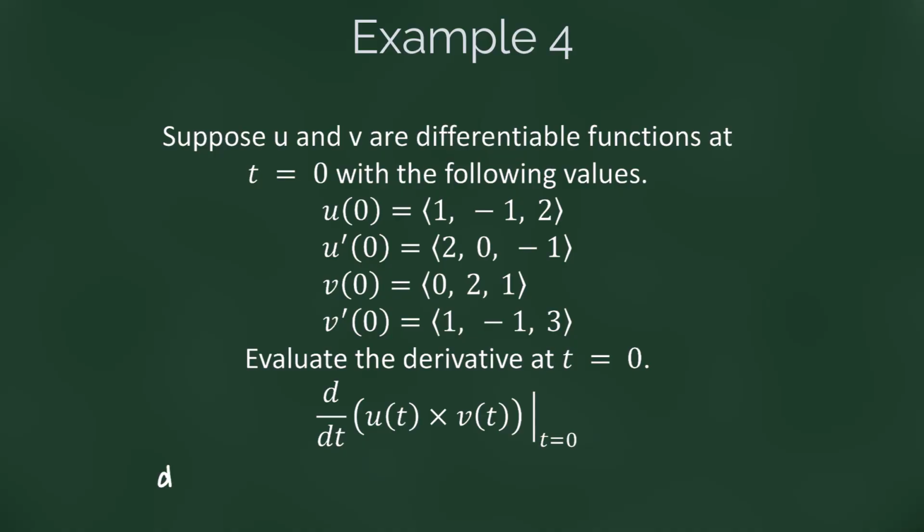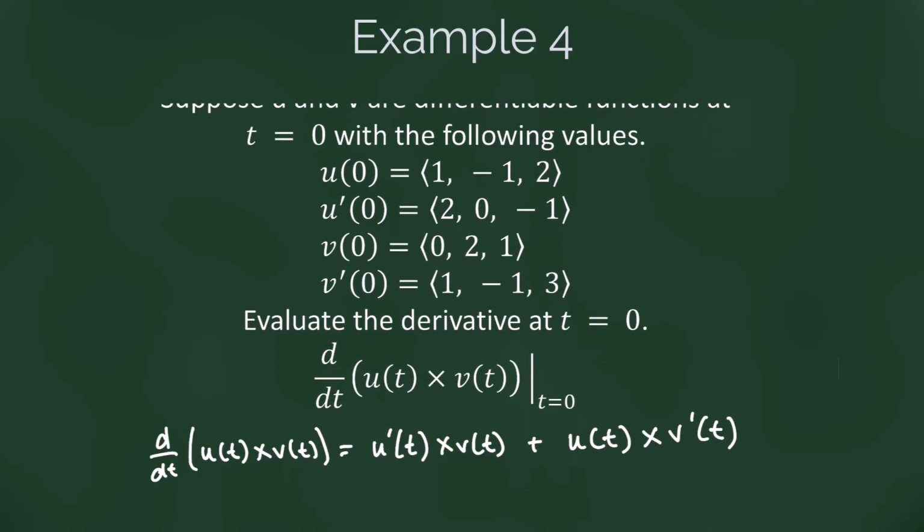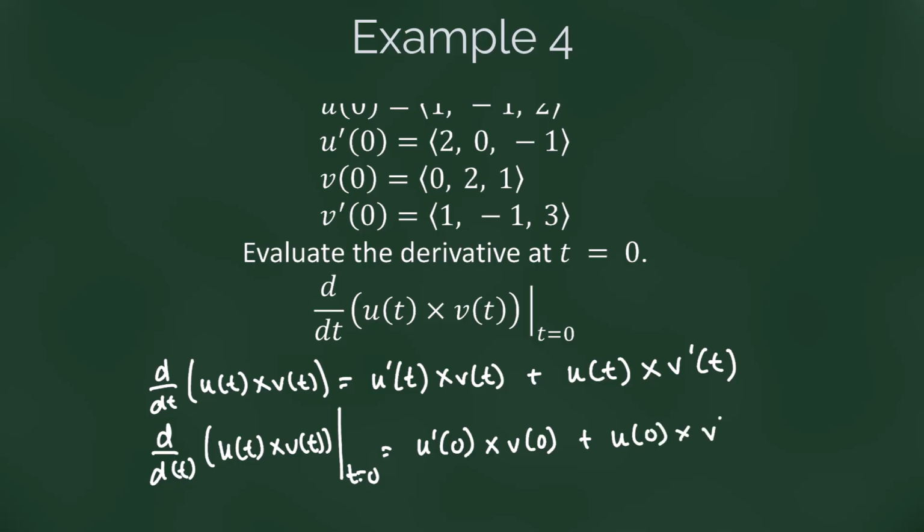So our rule tells us that the derivative of the cross product is going to be the derivative of the first crossed with the second, plus the first vector crossed with the derivative of the second. In particular, if we look at the derivative with respect to t of u of t crossed with v of t at 0, we're going to get u prime of 0 crossed with v of 0 plus u of 0 crossed with v prime of 0.